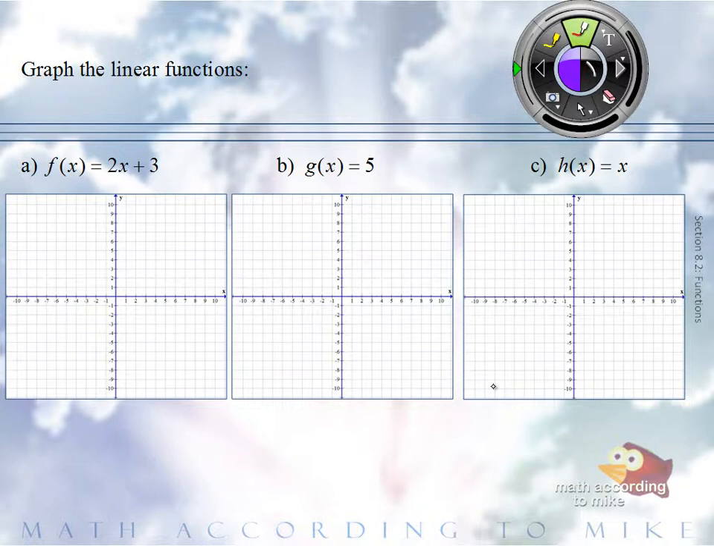So in part A, what ordered pair is the y-intercept? 0, 3. So I'm going to put a point at 3. And the slope is 2, so we would go up 2 units and over 1, and that creates another point. And then connect the dots.